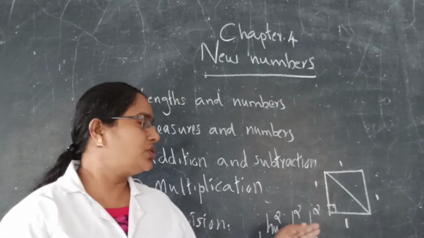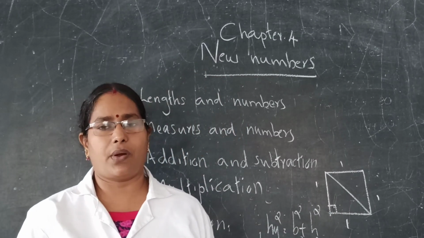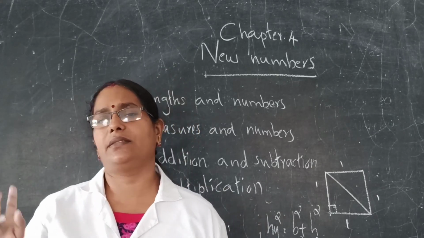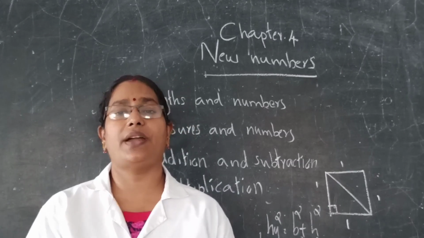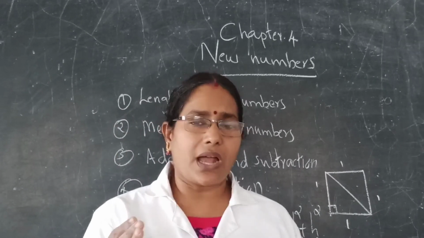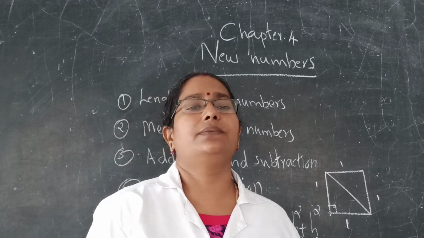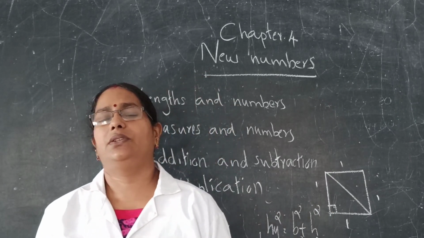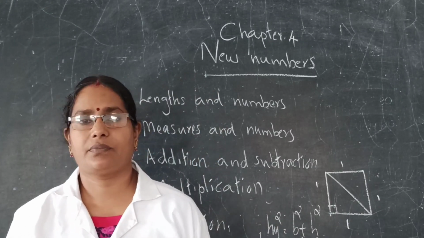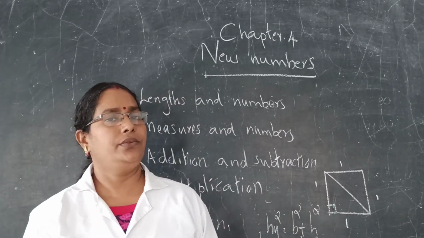But for root 2, the value cannot be found exactly. What is it? 1.414, etc. Therefore, we cannot find the correct value; only an approximation value can be found. That is new numbers. Therefore, what is the chapter? New numbers. Therefore, from today onwards we want to study new numbers.